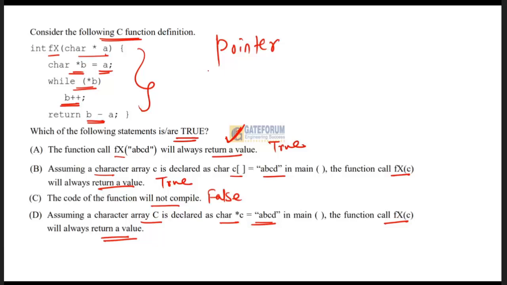Yes, it will always return a value, because whatever we pass as an input is going to be assigned to the character pointer variable B. And after checking, obviously if there is an input, the while loop will always be true. It will increment the value and it will definitely return a value. So options A, B and D are the correct answer for this question.